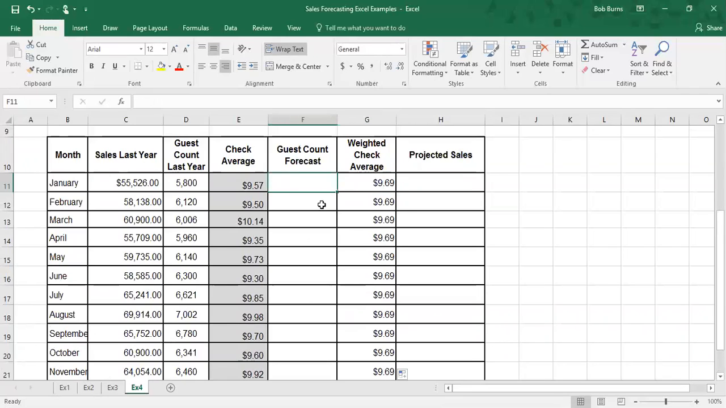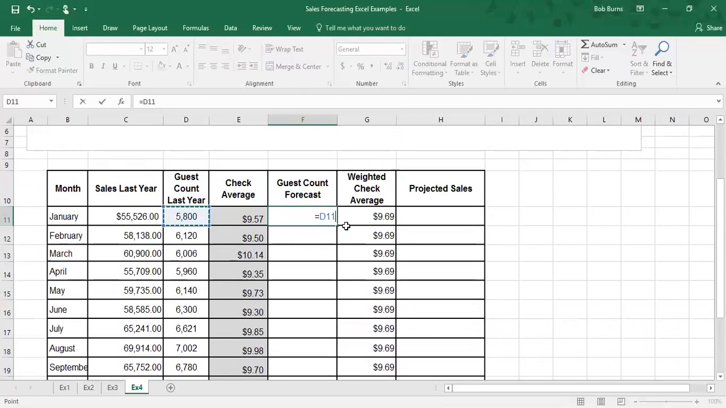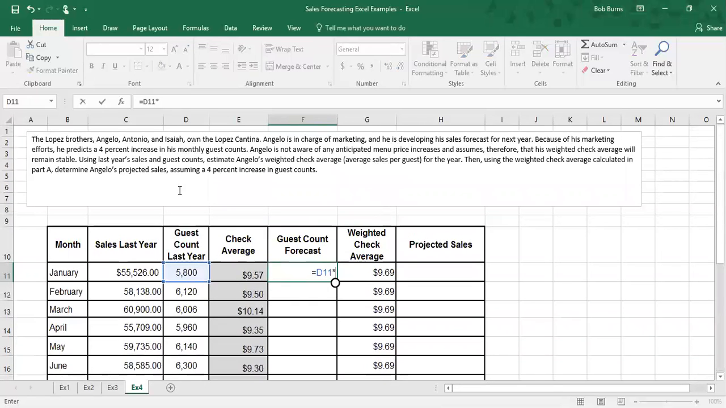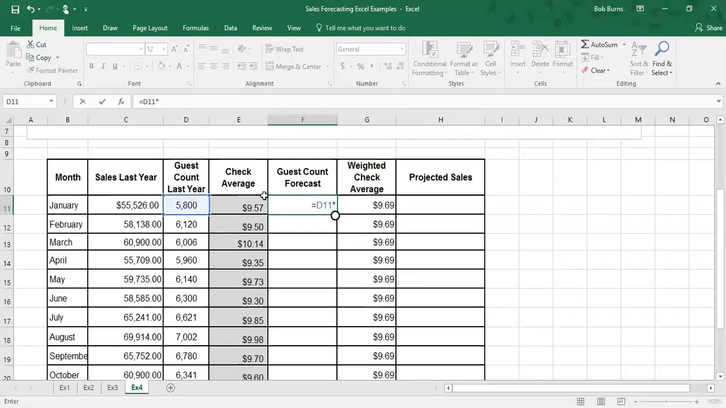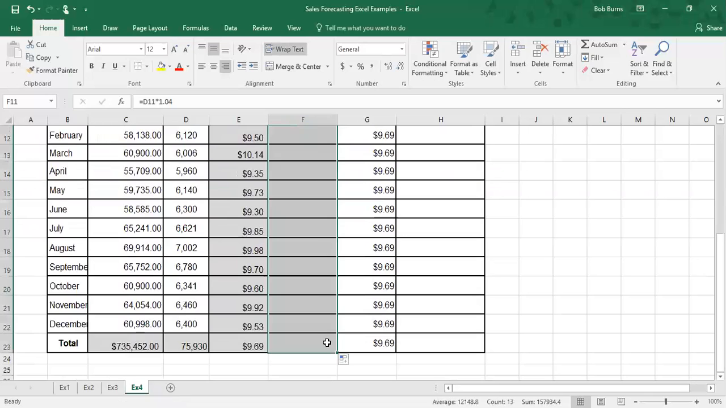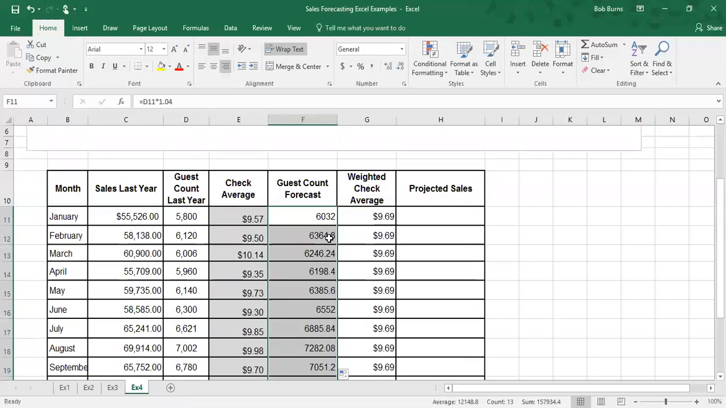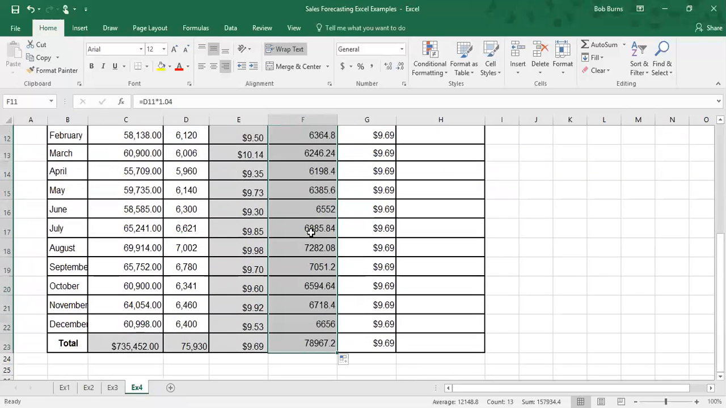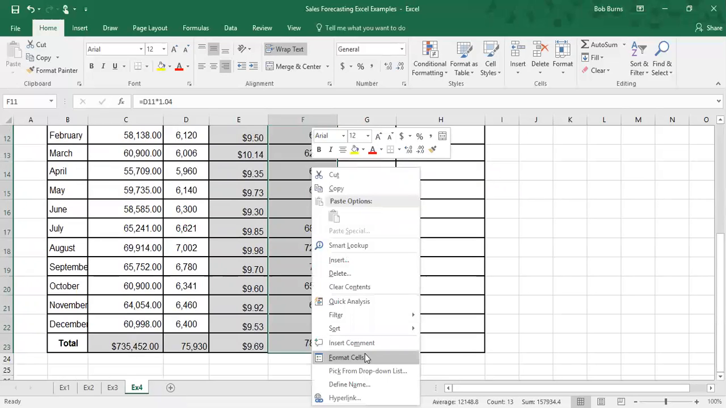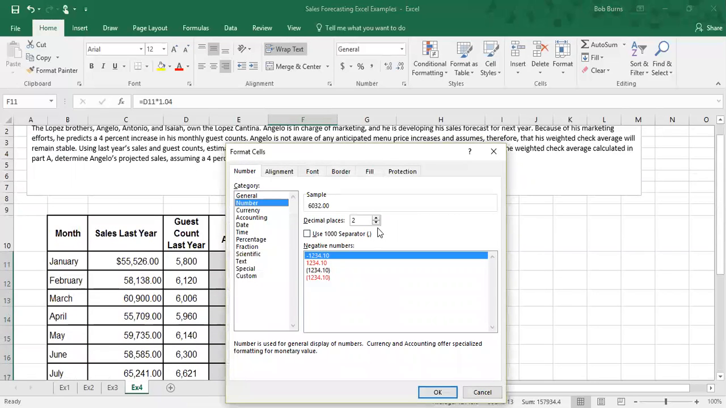Next thing we want to do here is get our guest count forecast. So we're going to do equals. We know for January, we have 5,800. And we're going to times that by 1 point something. What's our increase? 4%. So it's going to be 1.04. And then we can drag this one down because we have different values underneath of it. This is going to give us the guest count forecast for all of them. I see some decimals in there, so I'm going to format this cell to give us no decimals.